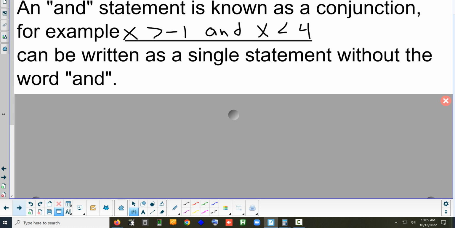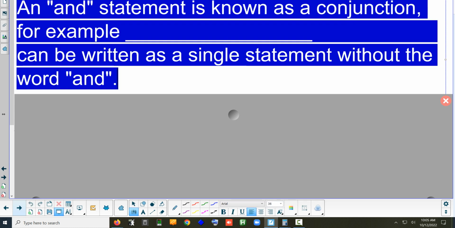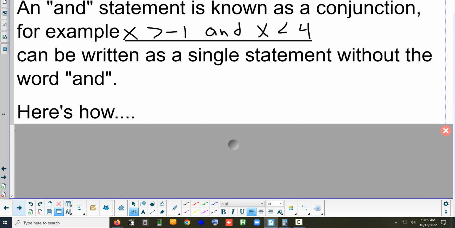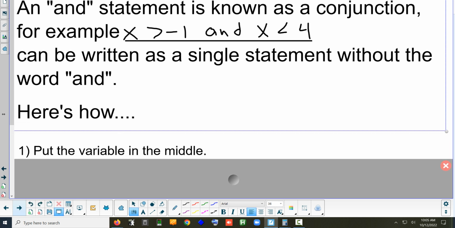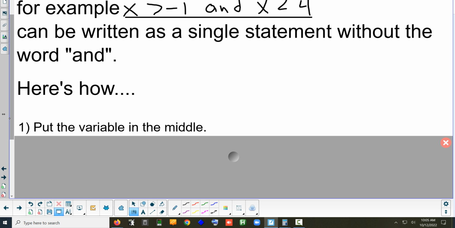So there's 3 steps to write this in a shorter way. It's not that this is wrong. This is fine. It's just there's a shorter way that you're going to usually see it written. Here's how you do it. Step 1. So on the blank line that says 1, it says put the variable in the middle. So we're going to have something on the left and the right. Start with a letter in the middle.